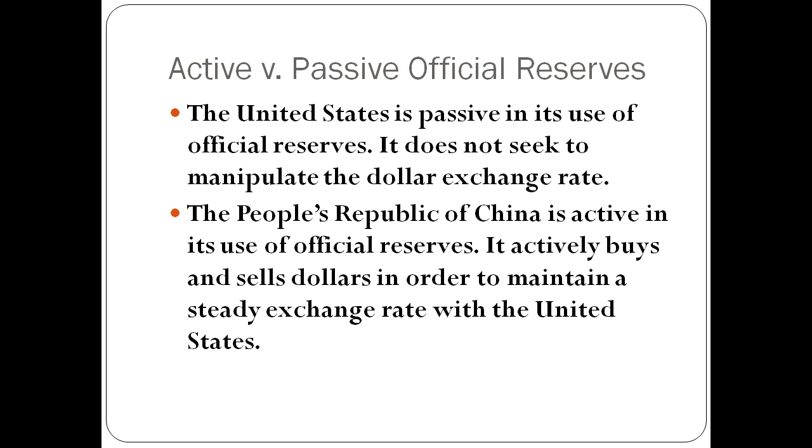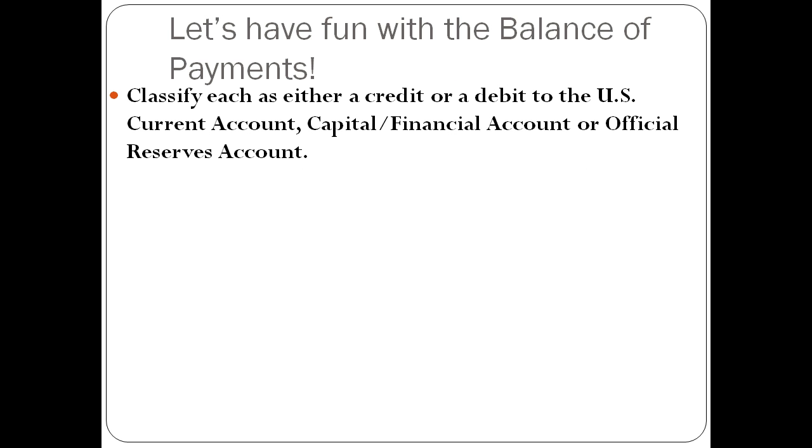So now I'm going to go ahead and show you guys the problems that you guys are going to be doing tomorrow. I'm going to give you guys some examples here. So we're going to go ahead and classify. We're going to look at some scenarios here. We're going to classify each as either a credit or a debit to the U.S. current account, the capital financial account, or the official reserves account.